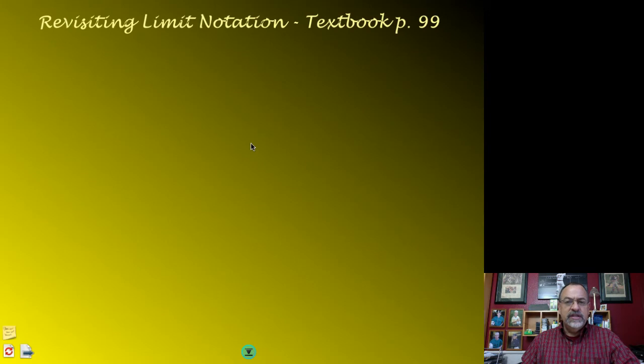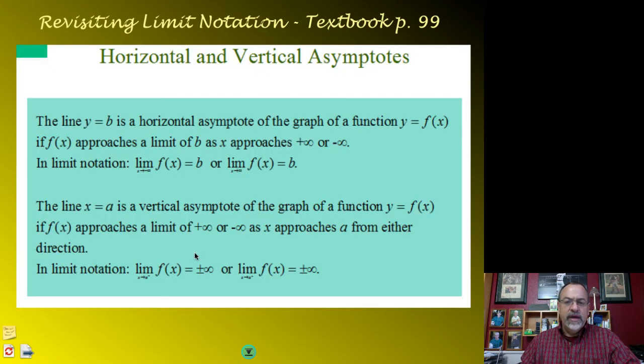In the rest of this lesson, I want to talk about using limit notation, specifically in the bottom part of this paragraph, to describe a vertical asymptote. Now, we've used limit notation to describe the end behavior of functions, the limit as you approach positive and negative infinity. Well, you can also look at the limit as you approach a particular value from the left or from the right.